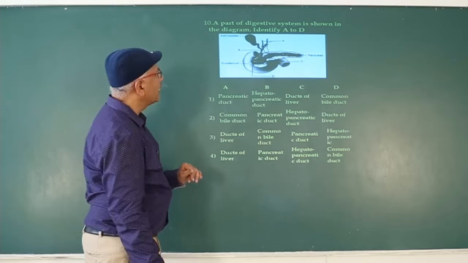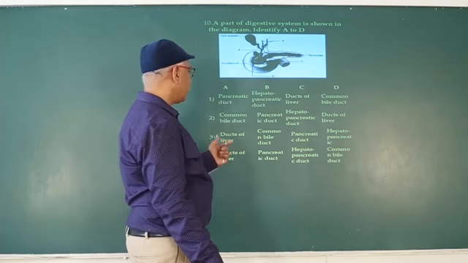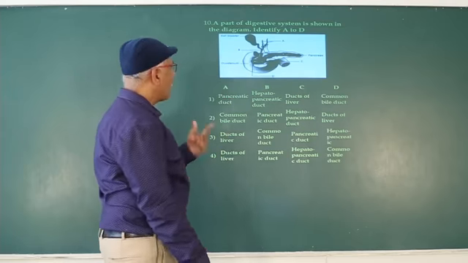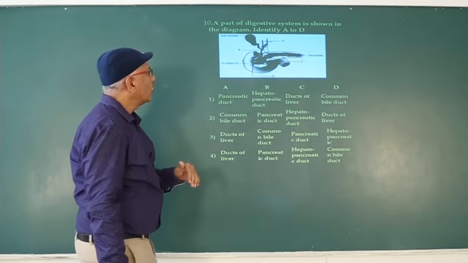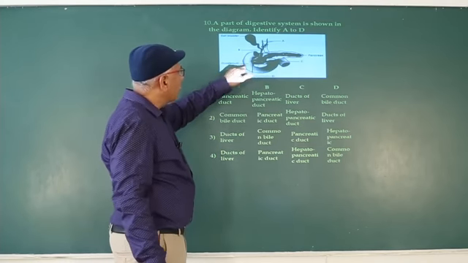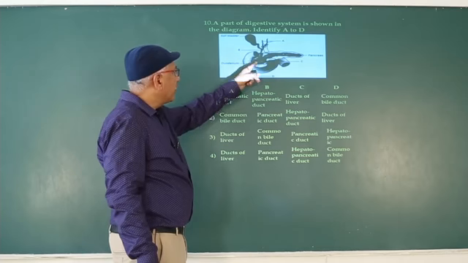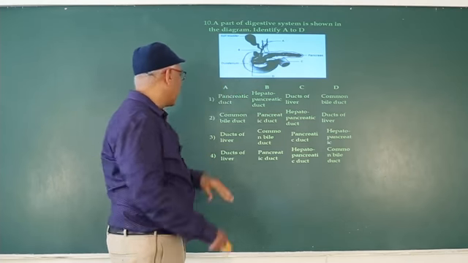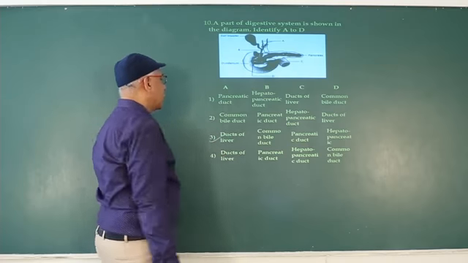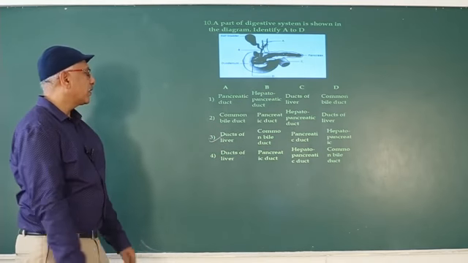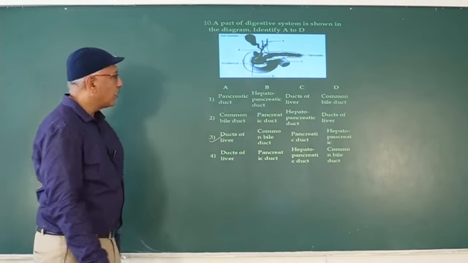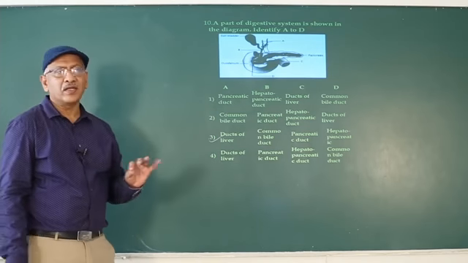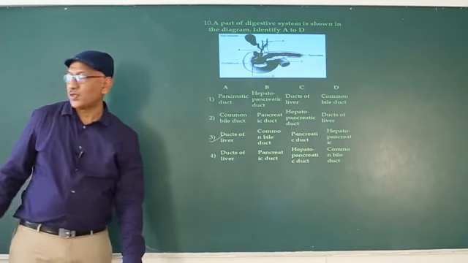Next one is C. C is the pancreas, the pancreatic duct. The fourth one is the hepatopancreatic duct, which pours bile juice and pancreatic juice into the duodenum. So the third option: A duct of liver, B common bile duct, C pancreatic duct, D hepatopancreatic duct. Next question.